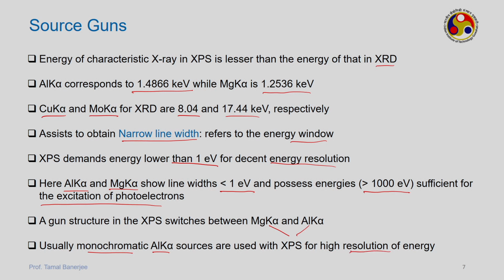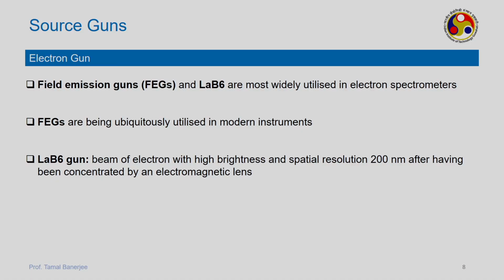So, how do you remove the other continuous wavelengths? You just put a filter. So, you will have only a single monochromatic X-ray photon entering the system. What are the electron guns?